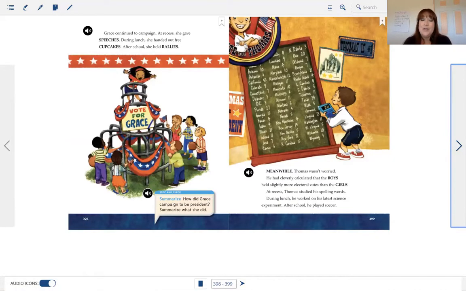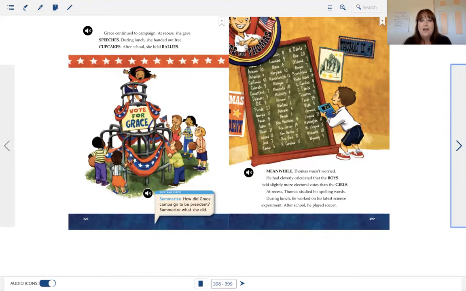Grace continued to campaign. At recess, she gave speeches. During lunch, she handed out free cupcakes. After school, she held rallies. Meanwhile, Thomas wasn't worried. He had cleverly calculated that the boys held slightly more electoral votes than the girls.